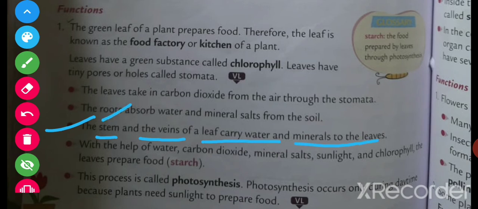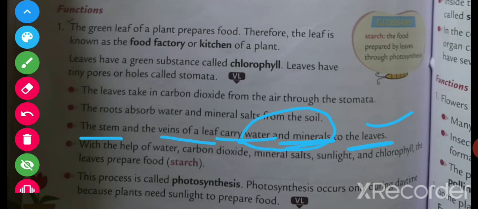A plant has a stem and veins of a leaf. It is a leaf and these are veins of the leaf. They carry water and minerals. Carry what? Water and minerals. For whom? For the leaves. The stem inside the plant and the veins of the leaf carry water and minerals to the leaves.